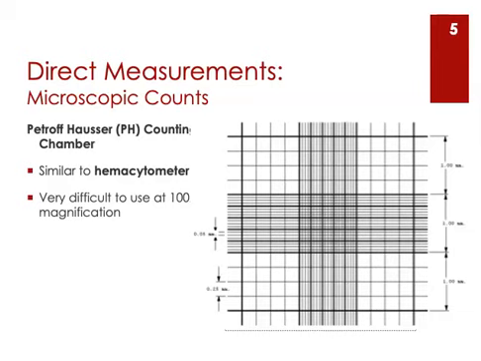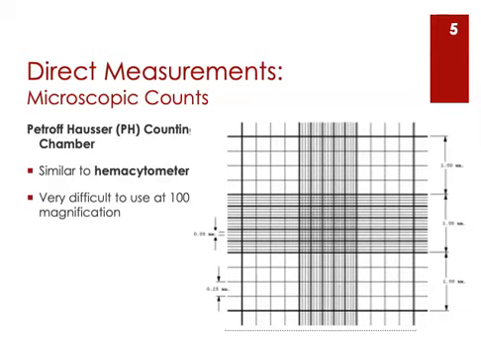Hemocytometers are very common. You find them in a lot of different types of laboratories when we need to do these manual counts of blood cells. Now, we can also use these types of counting chambers to count microbial cells. We use a different type of counting chamber, though. It's called a Petroff-Hausser or PH counting chamber.